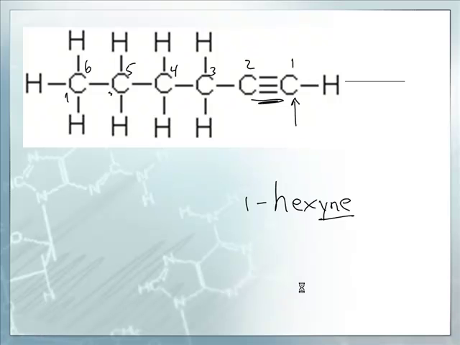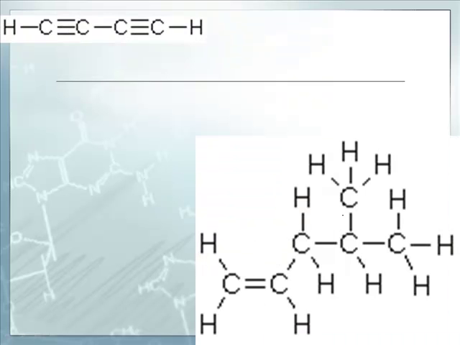Hexyne. There you go. Like your hiney or whatever. Okay, here we have one with a branch. This has a double bond, but we're going to start on this side because we want the double bond to have the lowest number. 1, 2, 3, 4. And actually, I could jump up here. It would be the same answer. So there are 5.